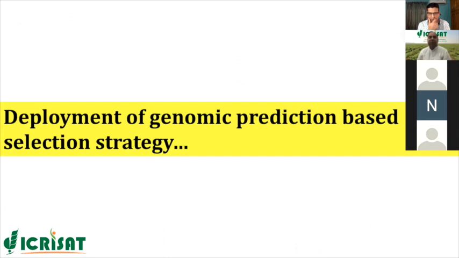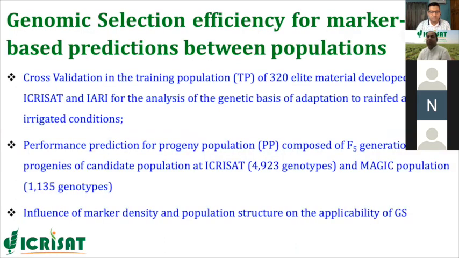Apart from this, we started to work on how the relationship matrices work. We had some of the data, and we started to use it to see how the different relationship matrices work in deployment. For this, we used the training population of 320 lines, ICRISAT IRE material, and for the testing set we used those 5,001 and 2 genotypes from the ICRISAT MAGIC population. We started to understand the influence of marker density, population structure, and relationship on the applicability of GS. So this was a separate experiment to test those hypotheses.